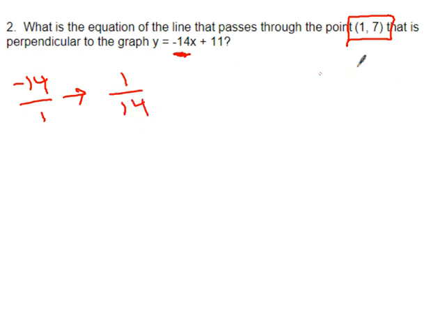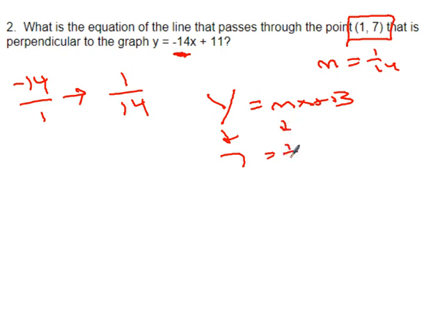So there's my slope. So now I have the point, I have a slope, and now I can write the equation of the line. This one asks for slope-intercept form, okay, to find my y-intercept. So my y is 7, my m is 1/14, my x is 1, and now I can figure out my slope, my y-intercept.